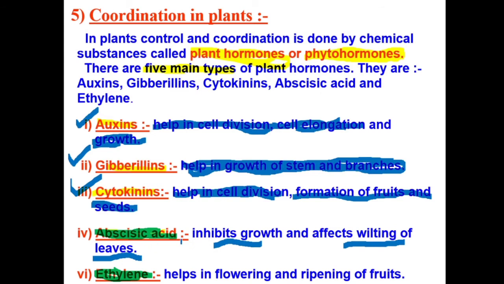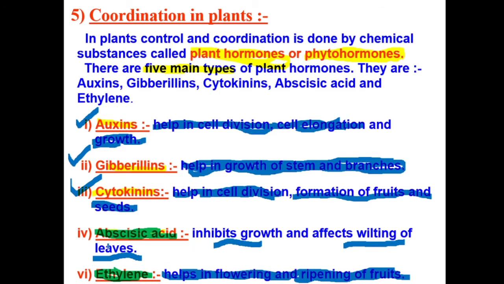Okay. And ethylene, what it does? Helps in flowering and ripening of fruit. How it helps in ripening of fruit? It converts acid into sugar, and it also breaks the cell wall. That's why when a fruit ripens, it becomes sweeter, because the acid is being transformed into sugar, and also it becomes soft because ethylene is breaking the cell walls also. Okay, that is the function of ethylene.